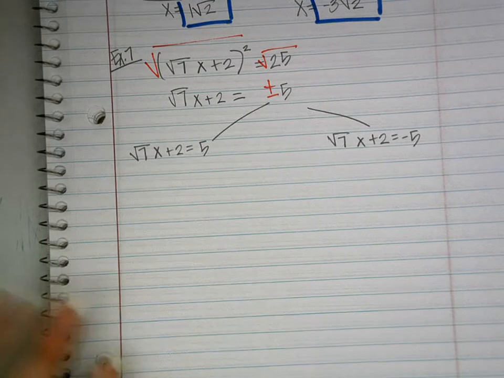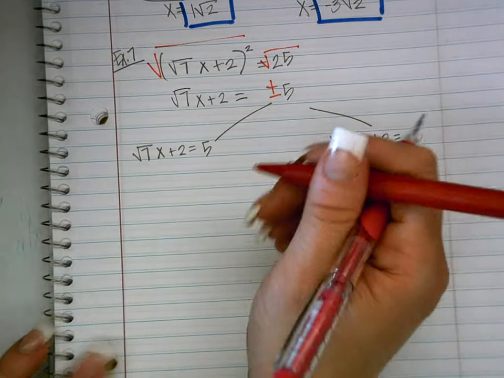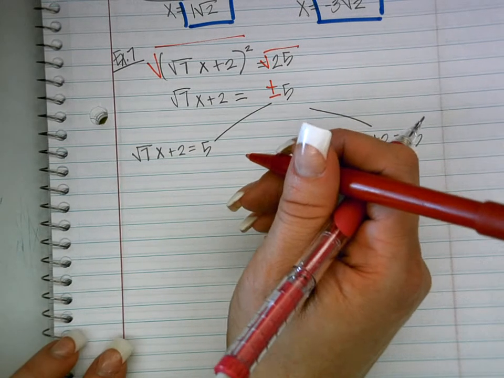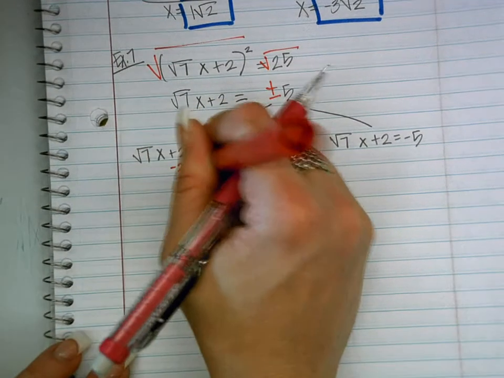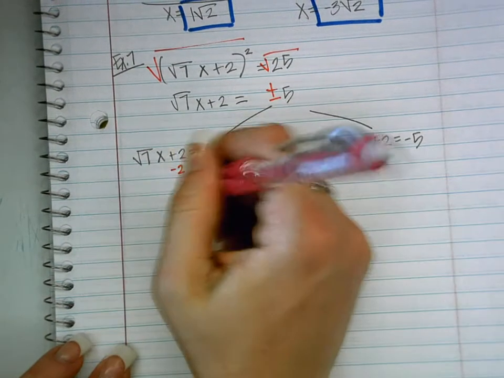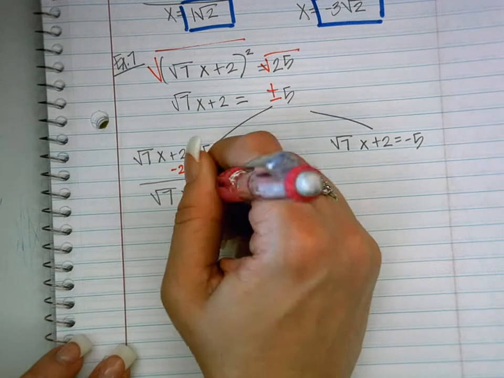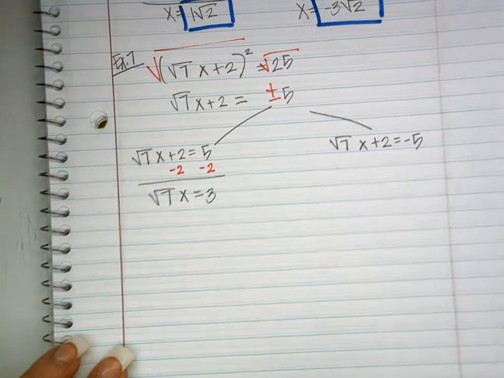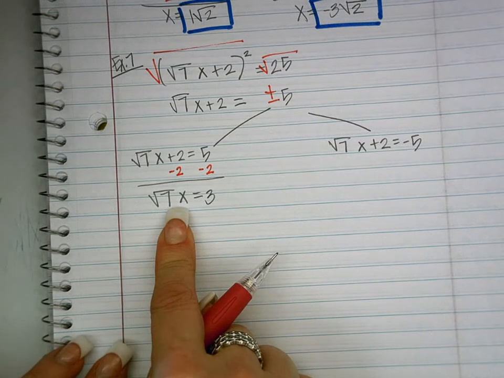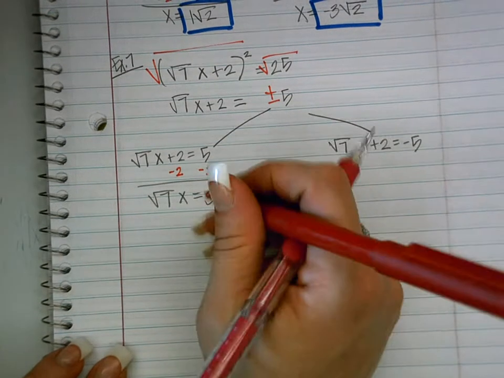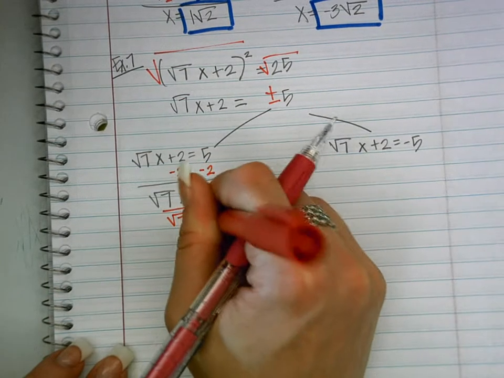For the side, the one on the left, what would you do to solve? Ideas? Start by subtracting the 2. Okay, we want to get numbers and letters on opposite sides here. So root 7 times x equals 5 minus 2 is 3. How is the root 7 attached to the x right now? By add, subtract, multiply, or divide. By multiplication, so to get rid of it, you divide it away. So divide by root 7.